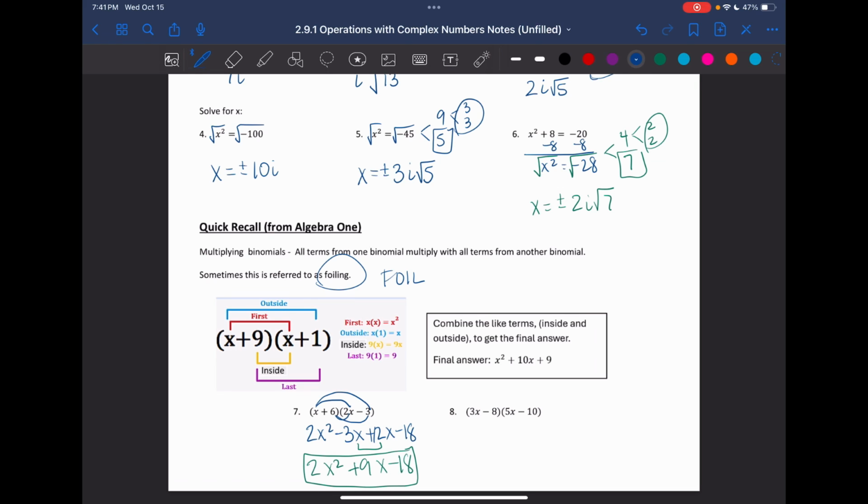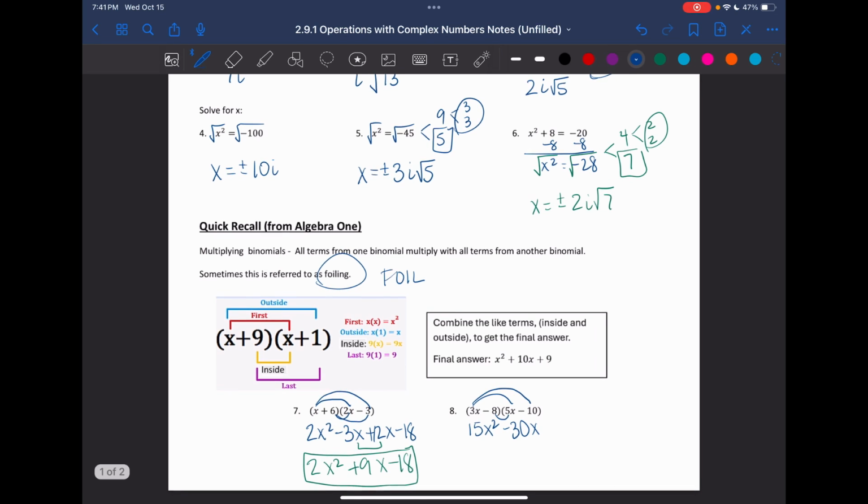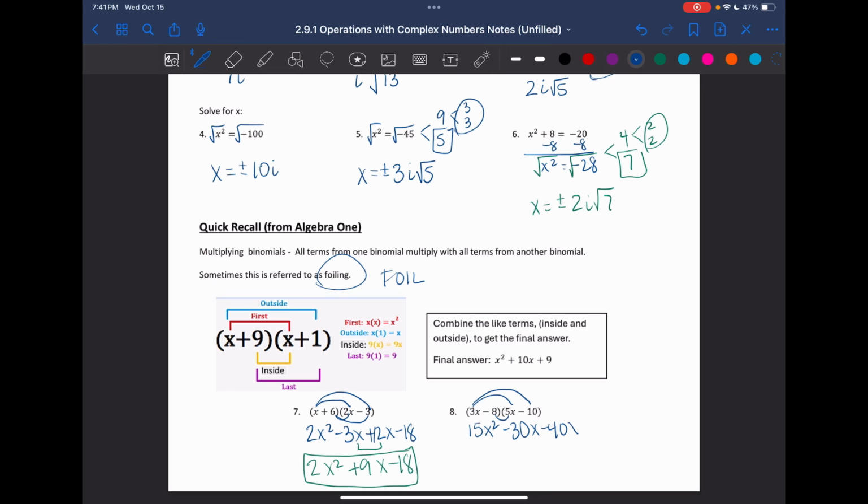For number 8, we're just going to practice it again. We have 3x times 5x, which is 15x squared. 3x times negative 10, which is negative 30x. Negative 8 times 5, which is negative 40x. Negative 8 times negative 10, positive 80.